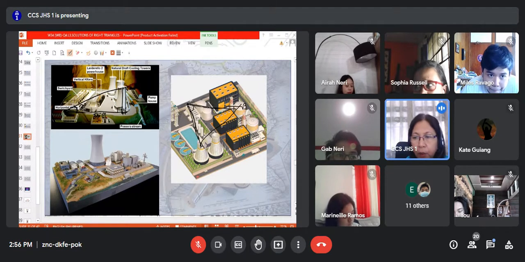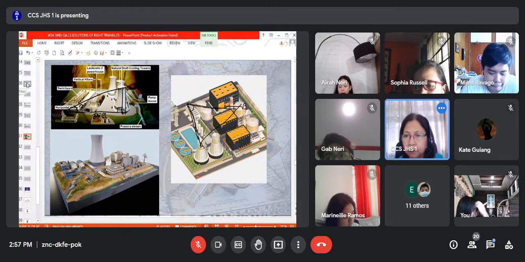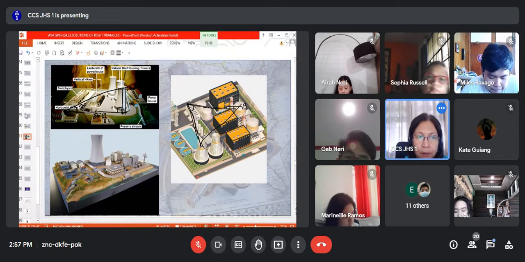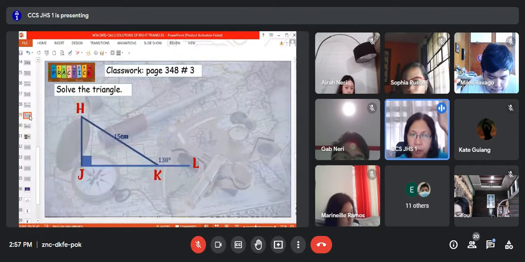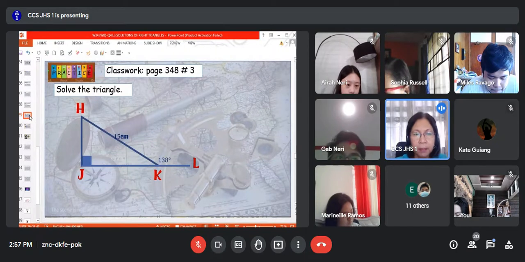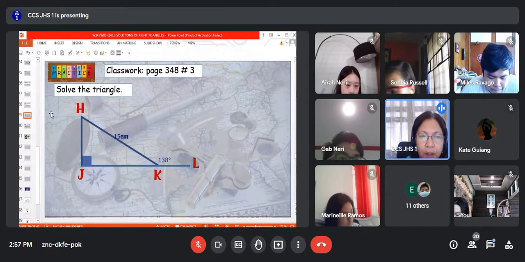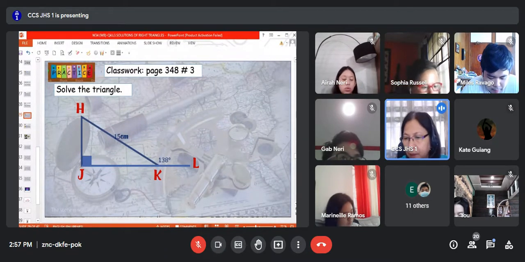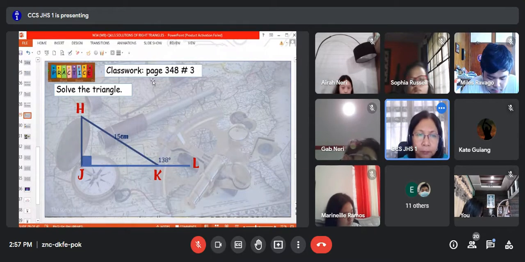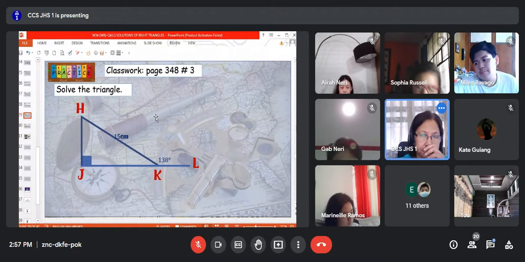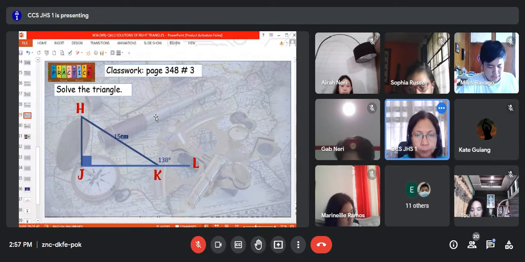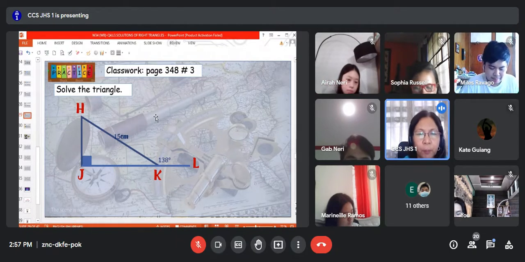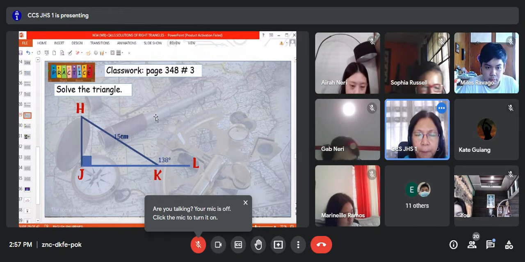So let's proceed now to our lesson. Any question regarding our topic? You know how to solve problems? Let's solve one problem before we have our quiz. Okay, you solve this one, practice. Solve the triangle HJK. I'll give you 2 minutes. This is a problem from your book, page 348, number 3.